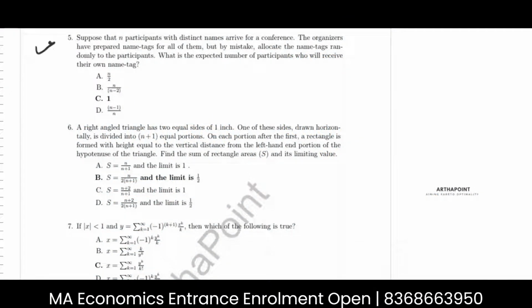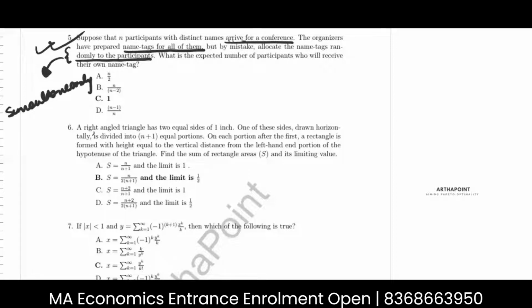This is question number 5 of DSE 2021 paper. Let's see what the question is saying. Suppose that n participants have distinct names and arrived for a conference. The organizers have prepared name tags for all of them, but by mistake allocate name tags randomly to the participants. Now here you have to assume that this allocation is taking place simultaneously. What is the expected number of participants who will receive their own name tags?